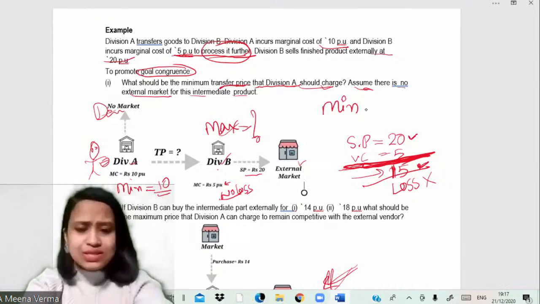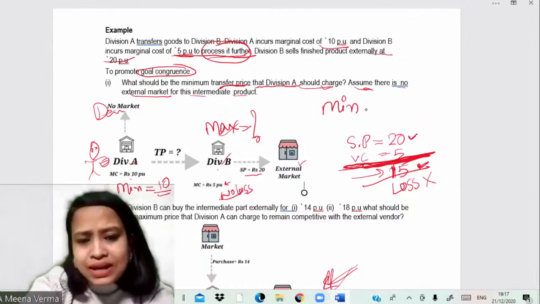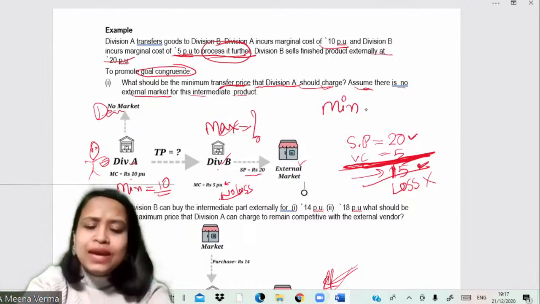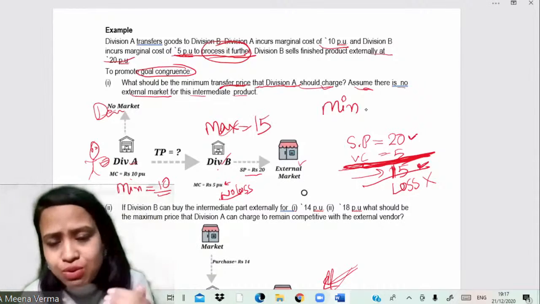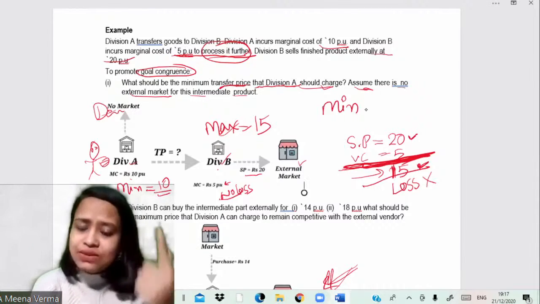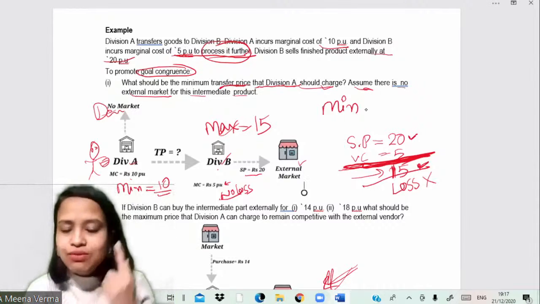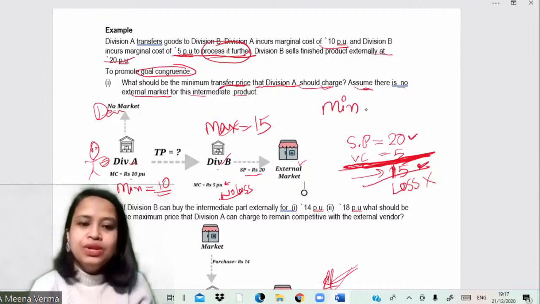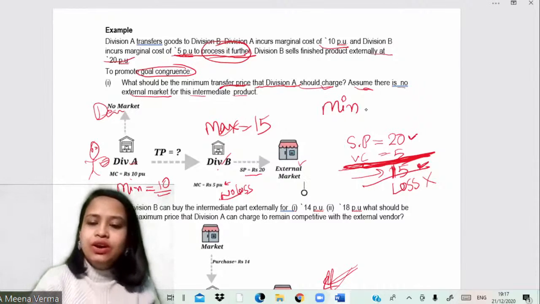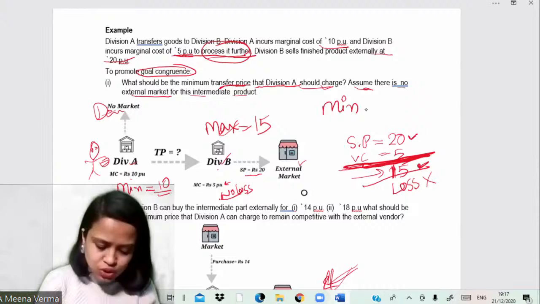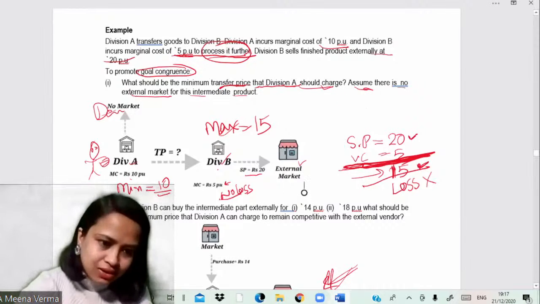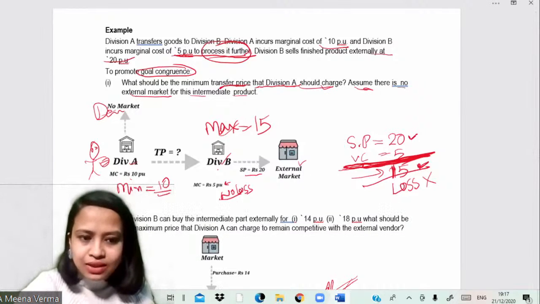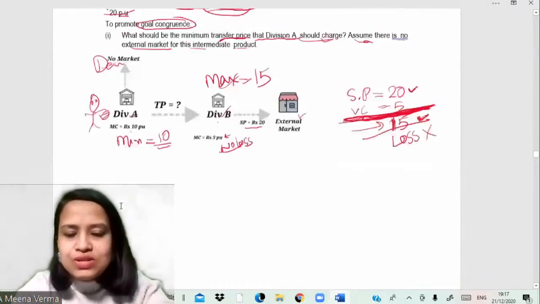So in this case, you can see the maximum price division B is willing to pay is ₹15, not more than that. Because if the transfer price is more than 15, they will incur a loss, and they want to avoid that loss. So if you want to give the transfer price, don't write the answer as, yes, the transfer price should be ₹10. No. There is a range of transfer price.